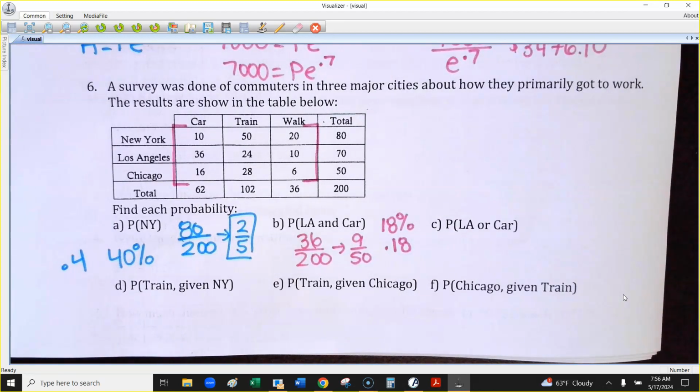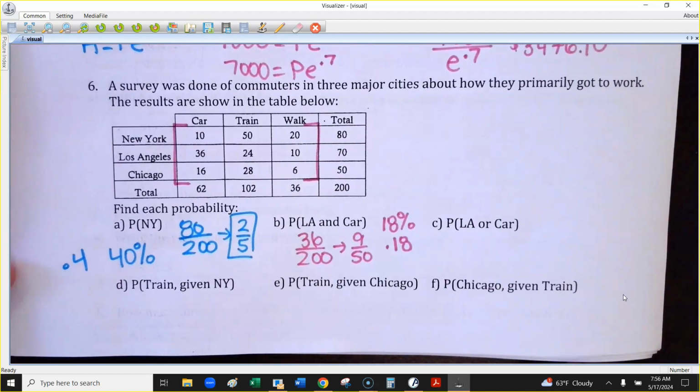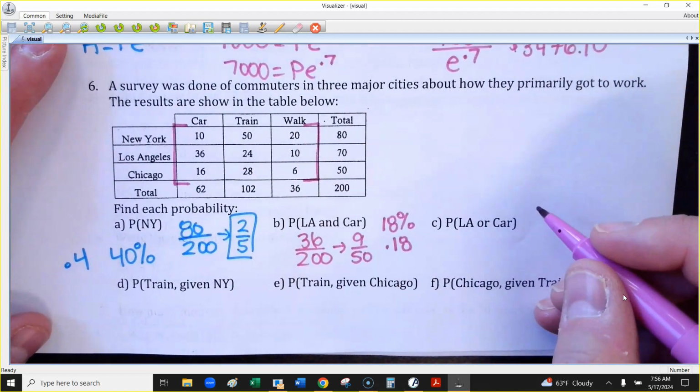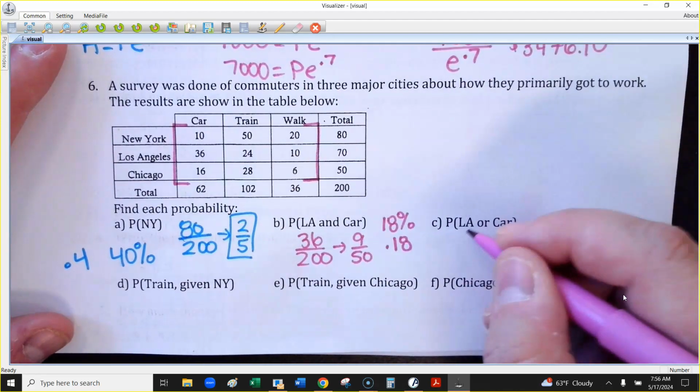Okay, now this one can be tricky. How would I figure out if I would randomly pick somebody, they're from LA or they drive a car to work? How would I figure that out? Go ahead. 70. Okay, so what does the 70 represent? Perfect.